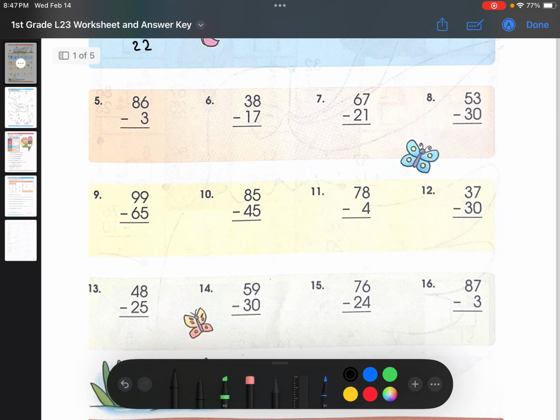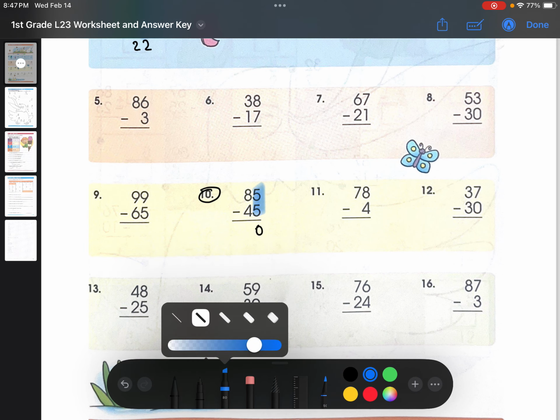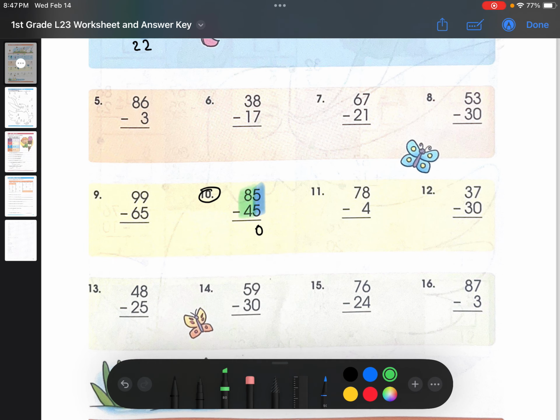So let's do number 10 right here. First, you do the ones again. So 5 minus 5 is 0. And then you do the tens. 8 minus 4 is 4. Again, if you can't do this in your head, you can count backwards. 8, and go 2, 3, 4 steps back, and then count backwards. 7, 6, 5, 4.